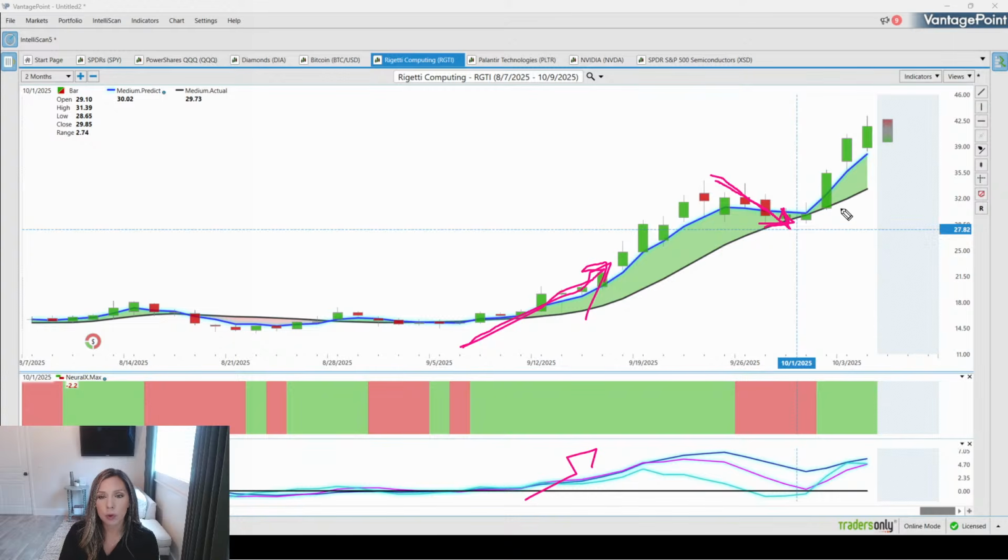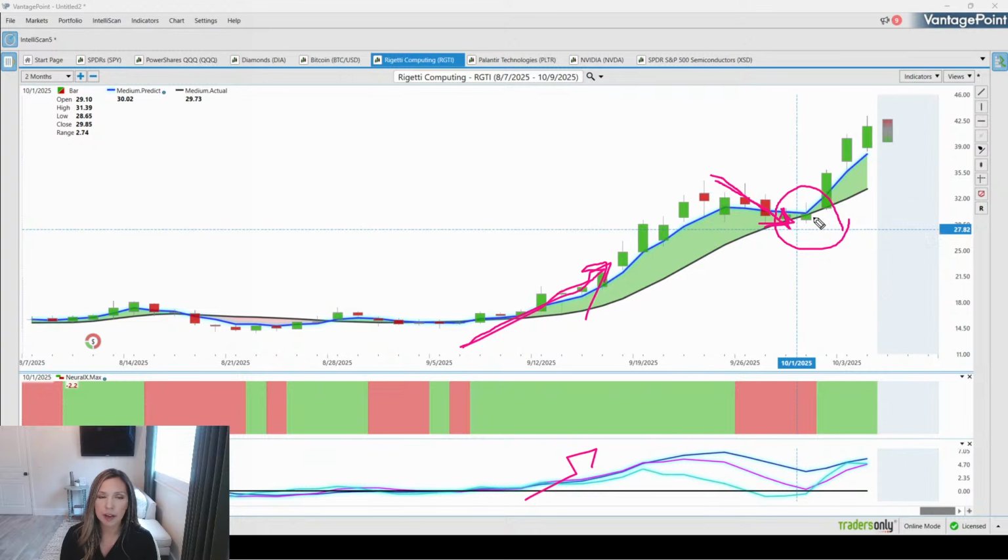weakness. Now, the question here you have to ask yourself is, from a position management standpoint, do we see this blue line crossing over the black line? And no, we don't. That's actually telling us that this trend is likely expected to continue, but we did experience some short-term weakness.